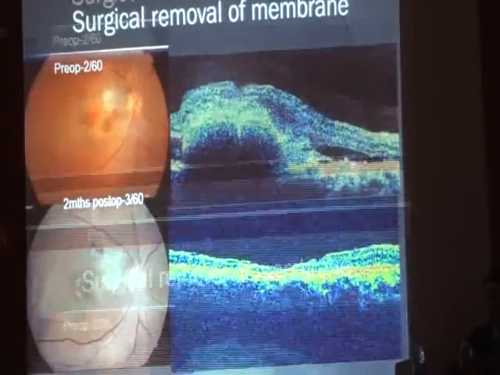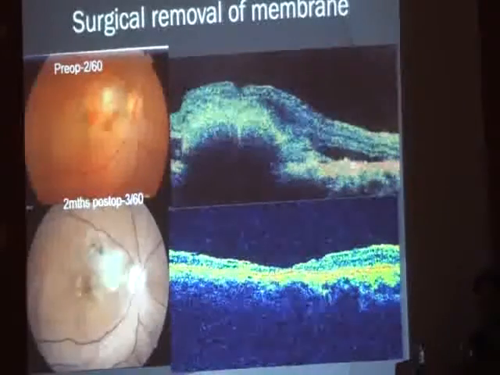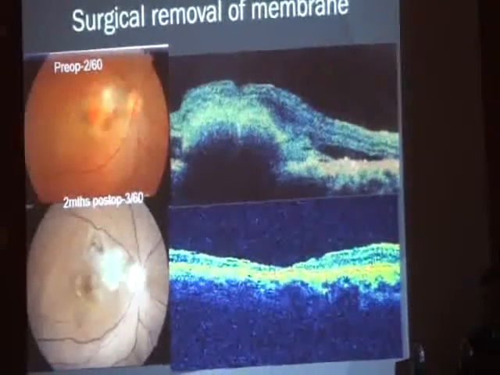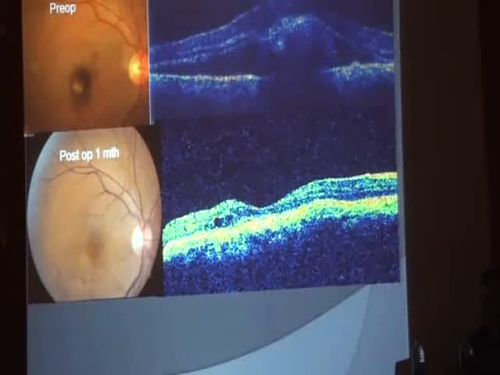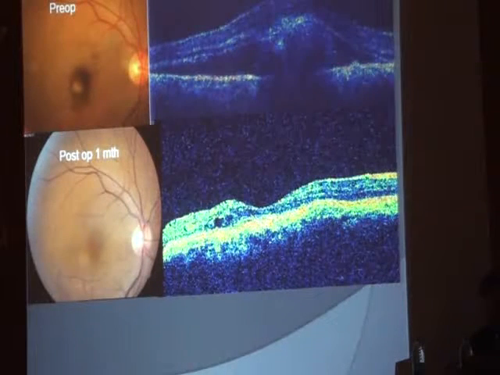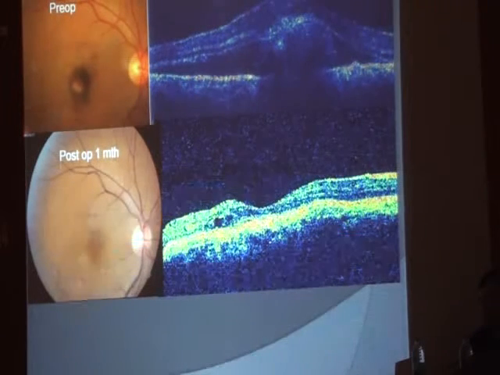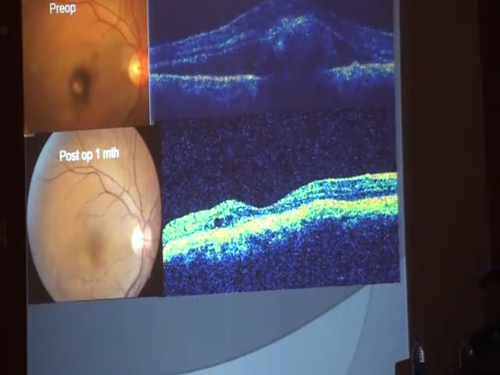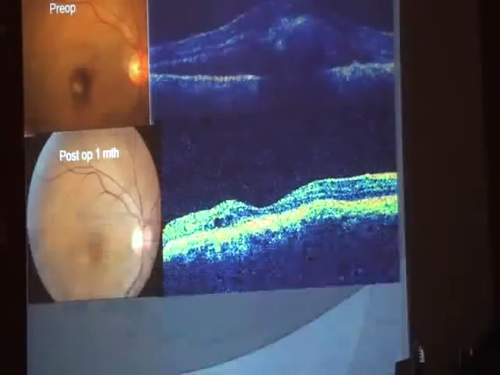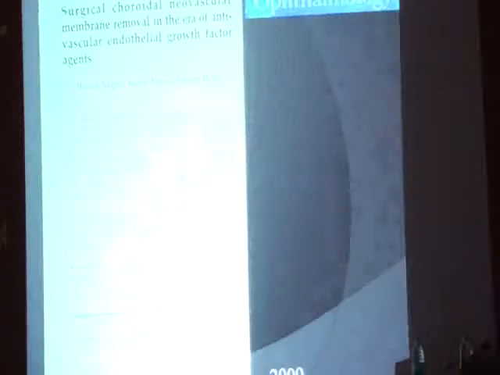In the past, we used to do a lot of surgical removals of membranes when the anti-VEGFs were not there, and these are some examples of cases that we had done. Some of them, especially the younger patients with subsensory membranes, used to do quite well. But the AMD membranes, because they are sub-RPE, don't do very well with surgical removals.